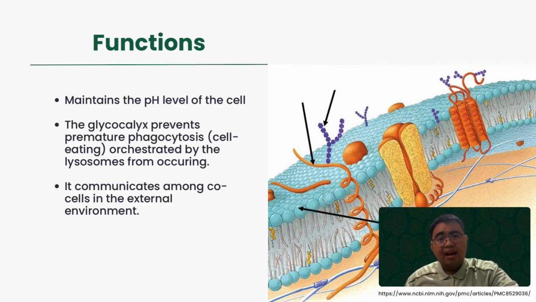Some of you might be unfamiliar with the organelle glycocalyx. Let's try to identify some of its basic functions. The glycocalyx's particular role mainly includes maintaining the pH level of the cell. It also prevents premature phagocytosis, or cell eating, from occurring, and it is also a communicator. It communicates among fellow cells in the external environment.